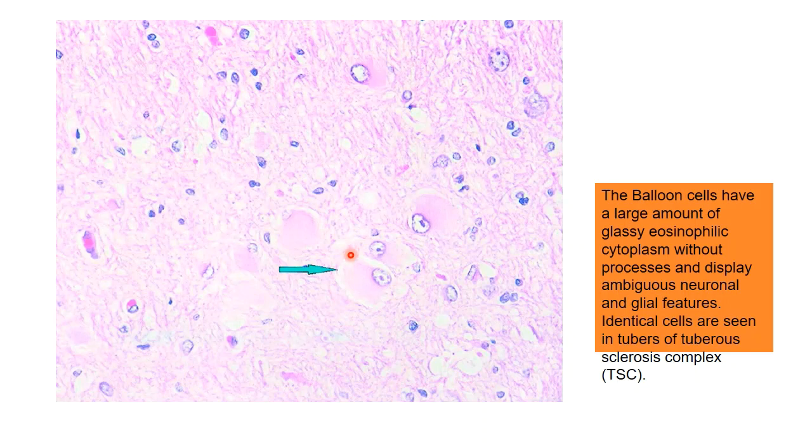Now, what are balloon cells? Balloon cells have a large amount of glassy eosinophilic cytoplasm. So this is what you see here. You have a large amount of glassy eosinophilic cytoplasm without any processes. And they have a characteristic ambiguous neuronal and glial feature. That is, they are positive not only for the neurofilaments and NeuN, but also for GFAP. This type of cells have also been noted in patients with tuberous sclerosis. So in addition to the intractable epilepsies, these balloon cells have also been noted in tuberous sclerosis.